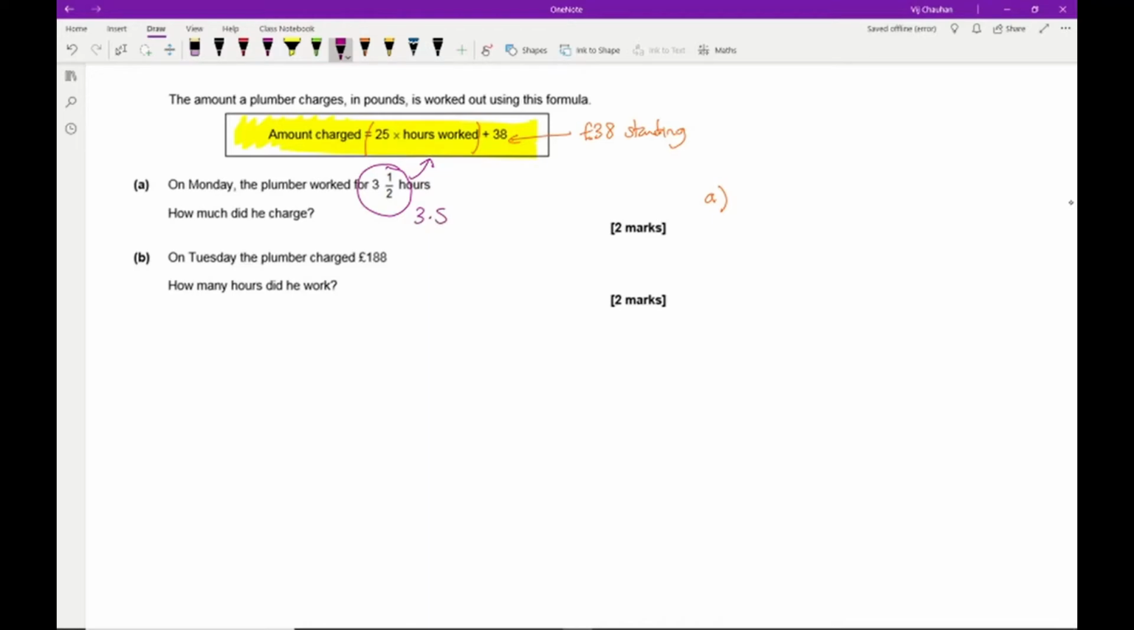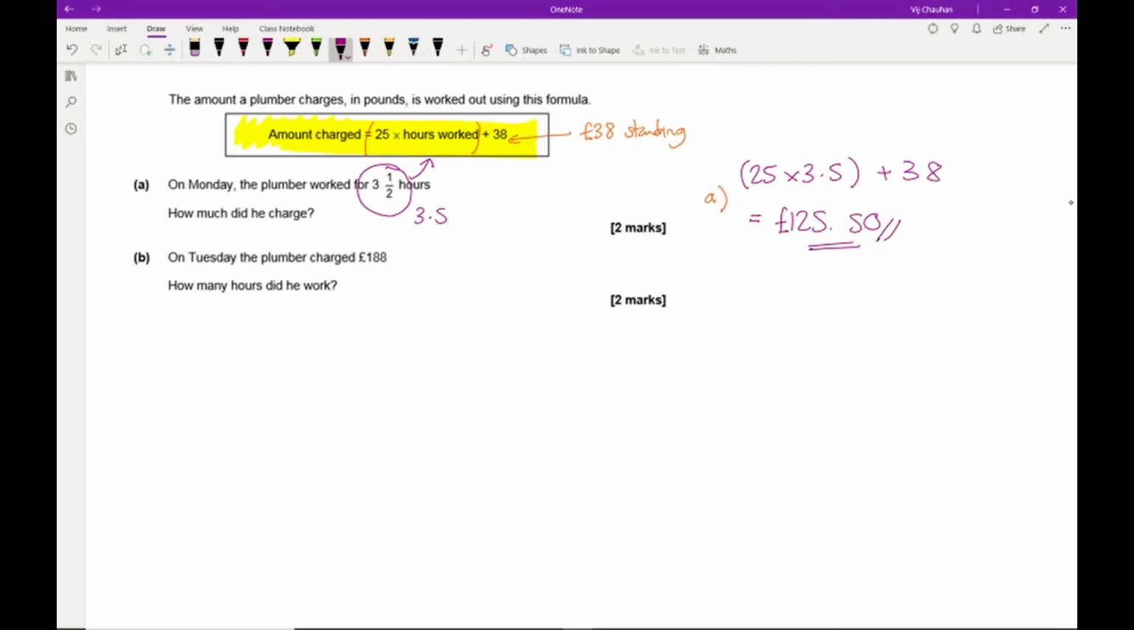So entering this on our calculator, we're going to do 25 times 3.5 plus 38. Now obviously there's no brackets involved in the formula, that's something that I've just done there. But if you remember BIDMAS, then you need to do the multiplying bit first. So I probably recommend that you do the brackets first and then add 38. So if I do just that on my calculator, plus 38 equals, and the plumber for working 3.5 hours is £125.50. So Joe's the winner in that contest.